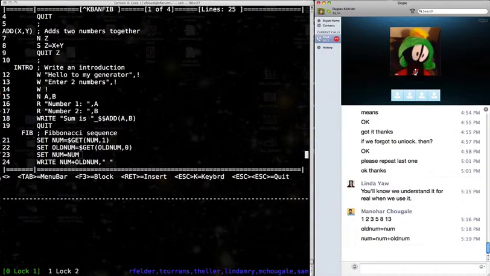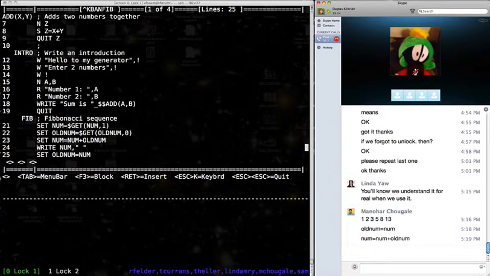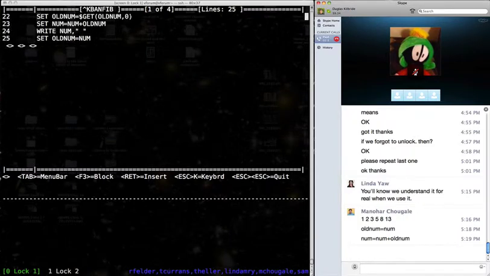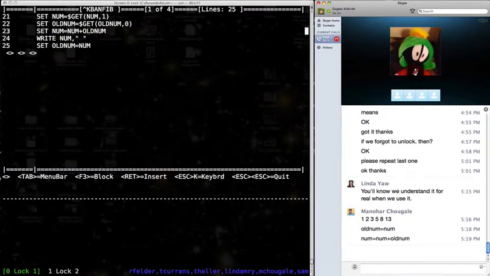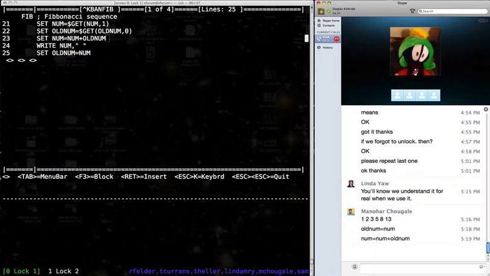So let's set num equal num plus old num. And down here we just write num. And then we set old num to equal num. And we actually could just move this line up above here. Ah, whoops. No, that should be. Oh, we want the old number to be.